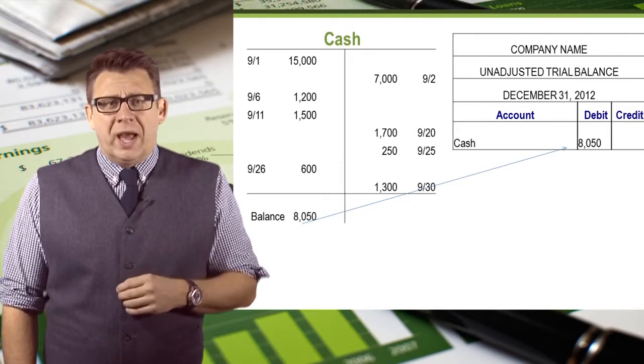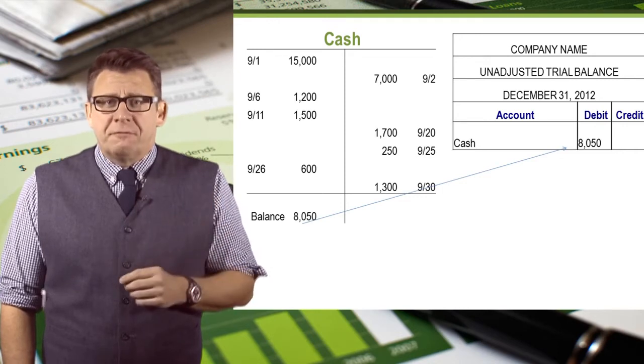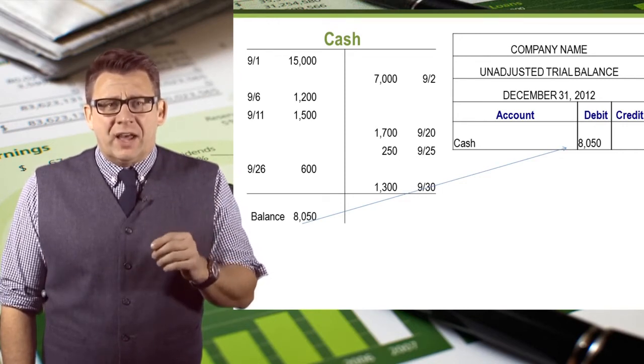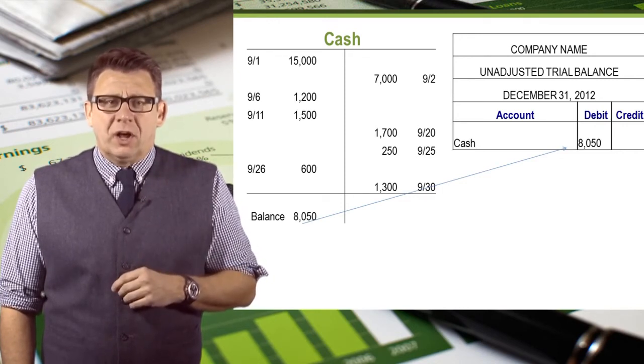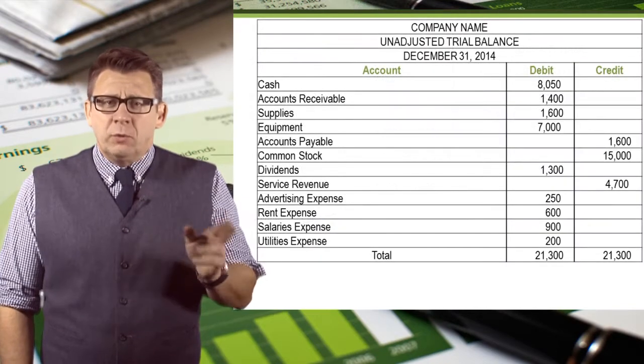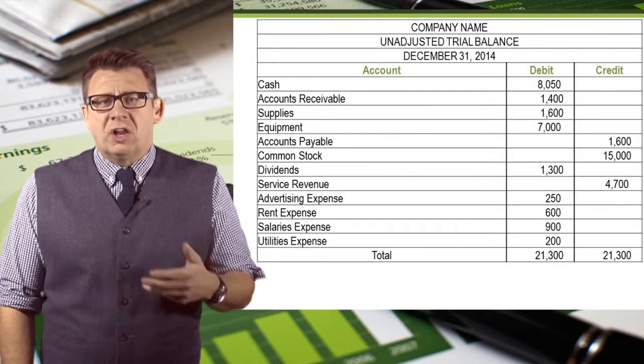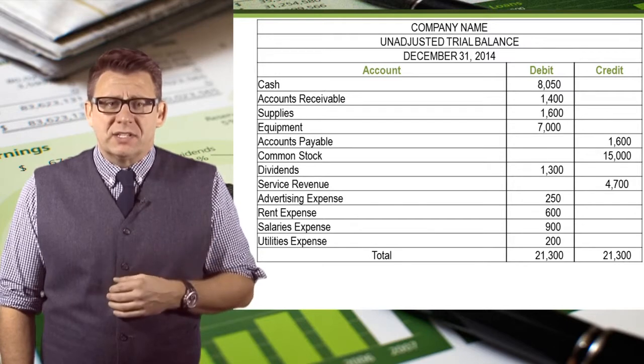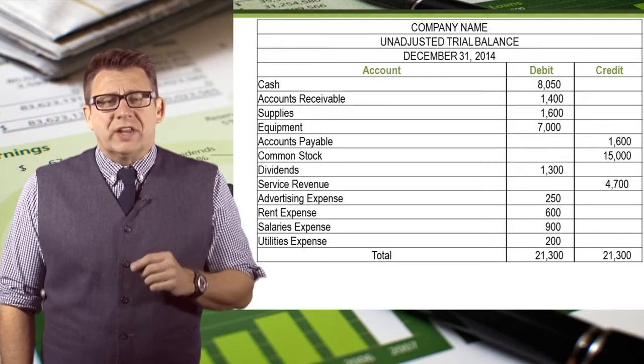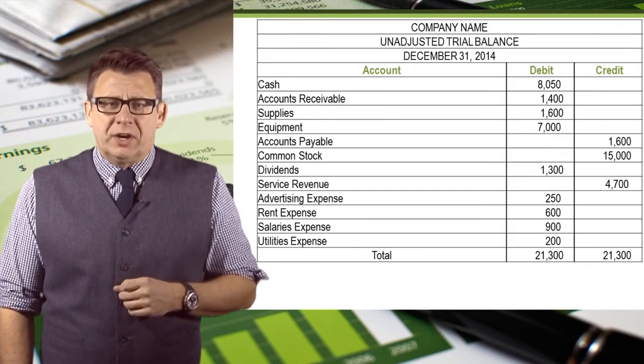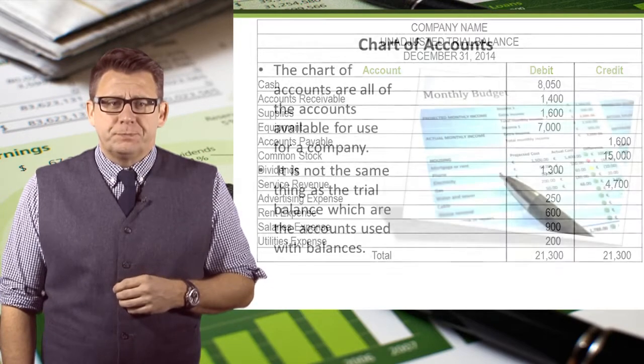So on the trial balance, we would enter cash as the first account and $8,050 in the debit column. Then we would repeat this process for all of the other accounts that have balances. Normally, accounts that have no balances would not appear on the trial balance.